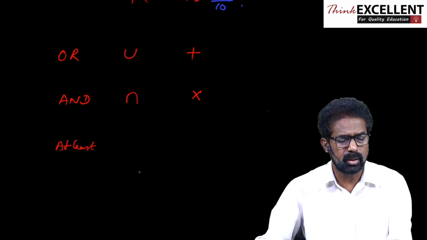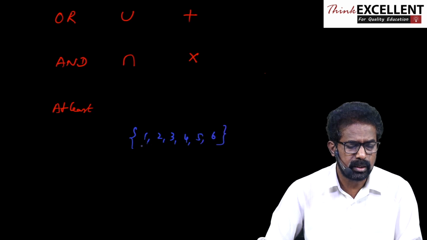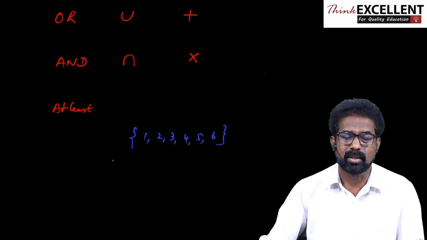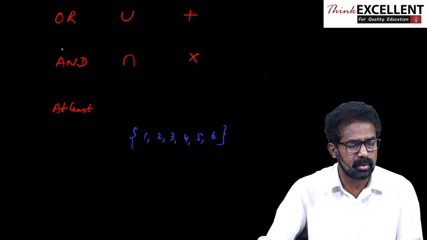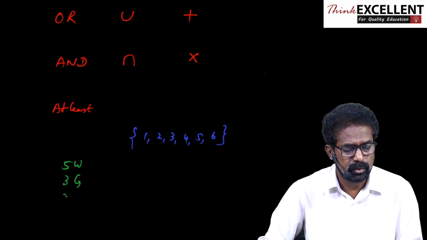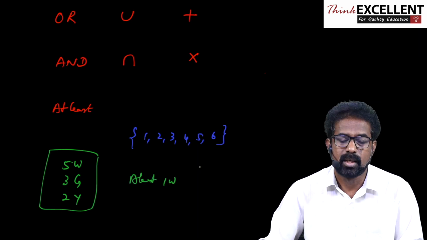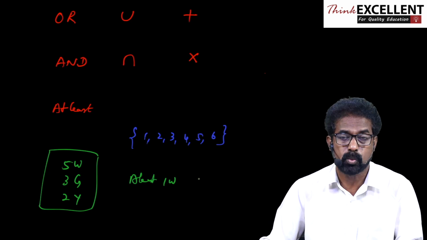Suppose when you throw a die, 1, 2, 3, 4, 5, 6. Question is, at least 3. Or a bag contains 5 white, 3 green, 2 yellow balls. What is the probability of getting at least 1 white? At least 1 white means how many whites are there? 5 whites are there, right? At least 1 means 1 or more.